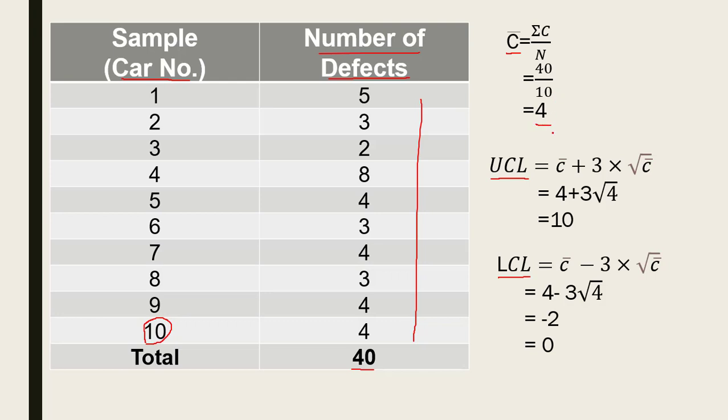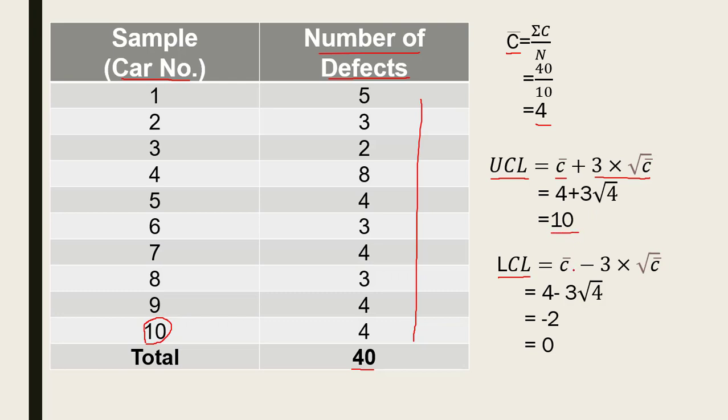Now the equation for the upper control limit is C bar plus 3 under root C bar. C bar is 4 and under root C bar will be 2. Then from this equation we will get the upper control limit as 10.